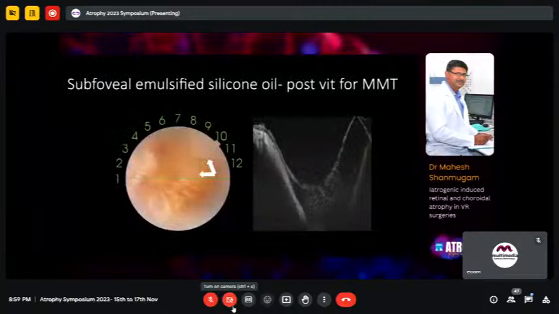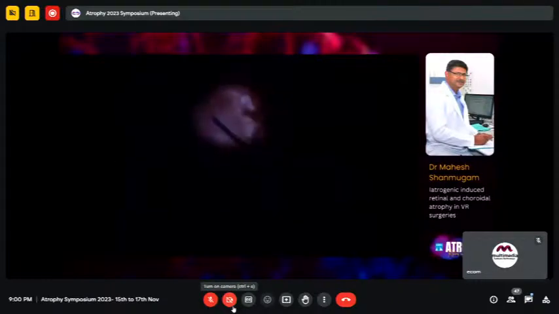Here's another extreme example of silicone oil-induced retinal atrophy. This patient had undergone vitrectomy for myopic traction maculopathy, and the primary surgeon had instilled silicone oil. But you can see silicone oil has accumulated within the layers of the retina and in the subretinal space. It was challenging as the silicone oil, which was emulsified, was incarcerated in the layers of the retina as well as the subretinal space.